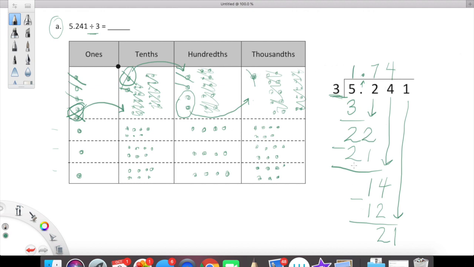Let's make sure that our traditional algorithm matches that. Okay, so we have 21 thousandths, great. We started with 21 thousandths, spread evenly across three groups, right? 1, 2, 3. Inside each of those three groups, we had 7 thousandths. Across the three groups altogether, 7 times 3, we used 21 thousandths. And then the difference, when I take 21 from 21, is 0. Perfect, because I have 0 thousandths left. Very cool stuff here, you guys.